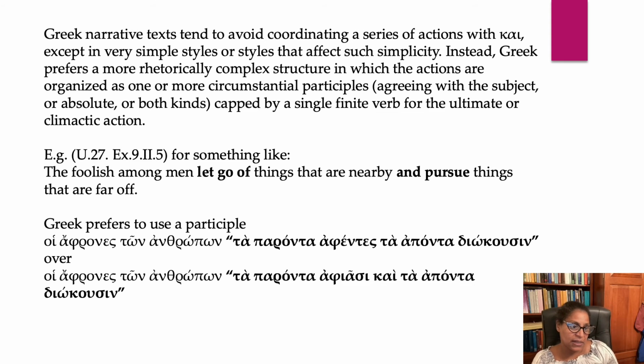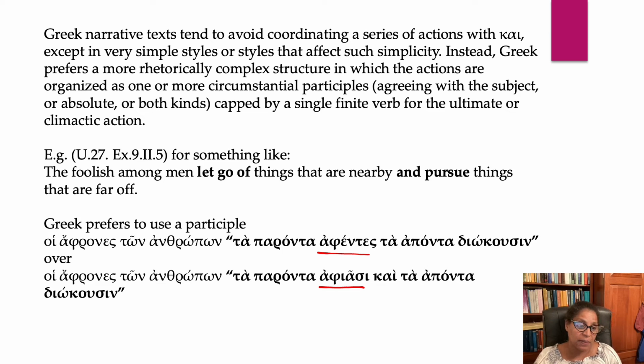So here the Greek prefers hoi aphrones ton anthropon, and then ta paronta aphentes, so it prefers the participle aphentes, ta aponta dioukusi, over using aphiasi, the finite form of aphiemi, instead. So it absolutely prefers this.